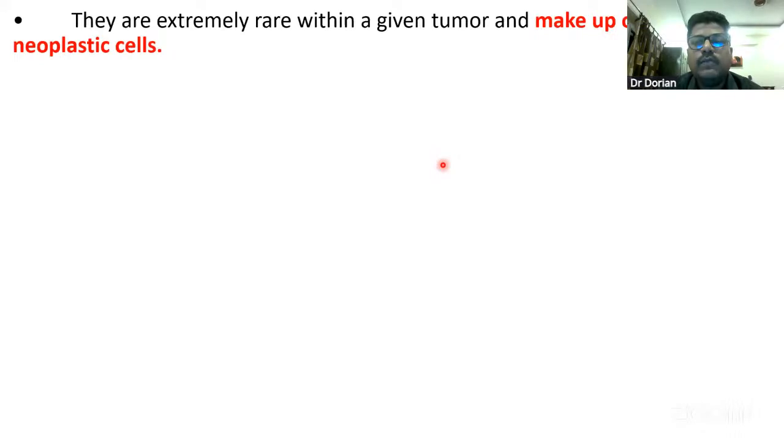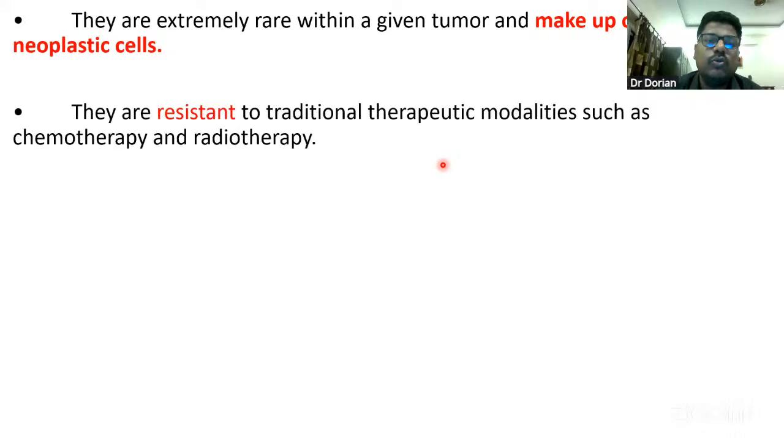Within a given tumor, they are extremely rare and make up only 5 to 10% of the neoplastic cells. So what happens? Since they make up only 5 to 10%, they are not killed by chemotherapy and radiotherapy. They are still present within the tumor, and after some time, they cause recurrence and distant metastasis.